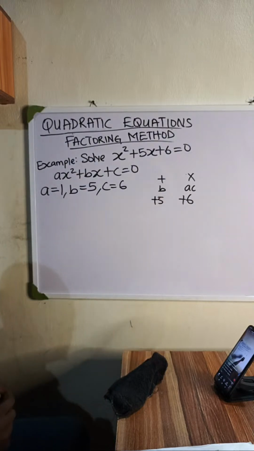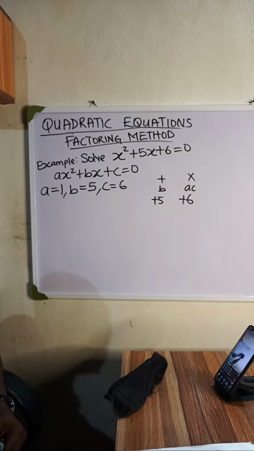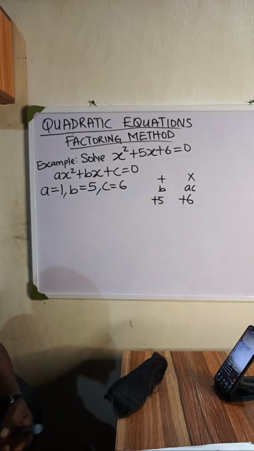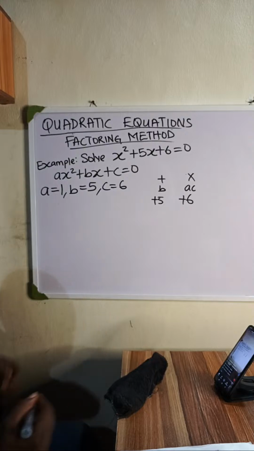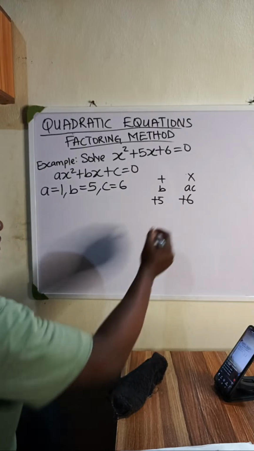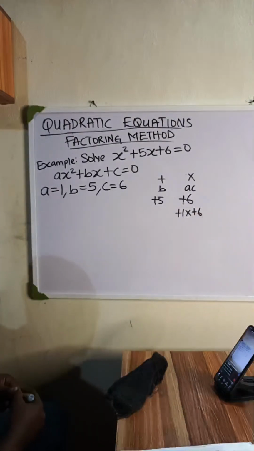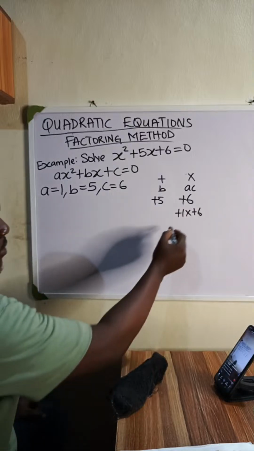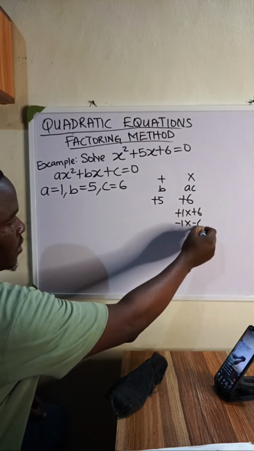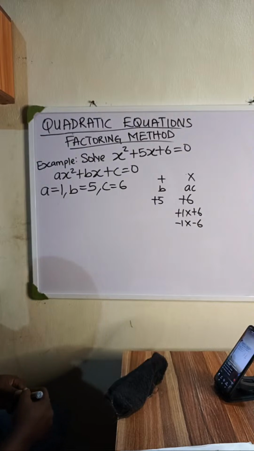So that means we are looking for two numbers that will multiply to give us plus 6, and those same two numbers will add to give us plus 5. So first we write down the combination of numbers that will multiply to give us plus 6. The first number, we always start with 1. So plus 1 times plus 6 will give us plus 6. Next, minus 1 times minus 6 will give us plus 6.